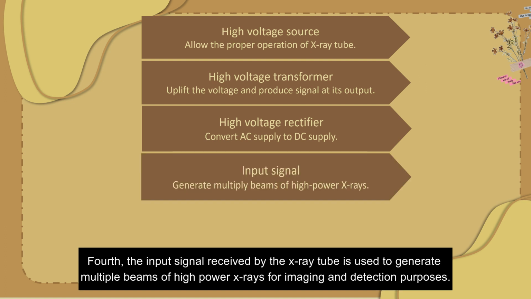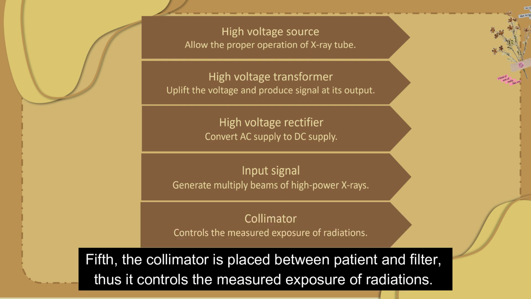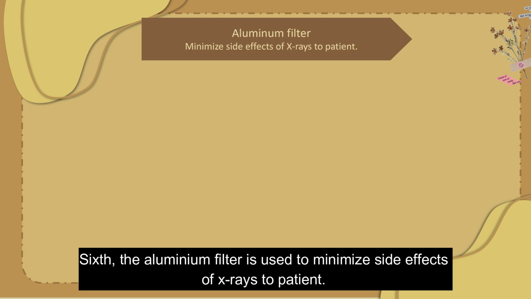Fourth, the input signal received by the X-ray tube is used to generate multiple beams of high-power X-rays for imaging and detection purposes. Fifth, the collimator is placed between the patient and the filter. Thus, it controls the measured exposure of radiations. Sixth, the aluminium filter is used to minimize side effects of X-rays to the patient.